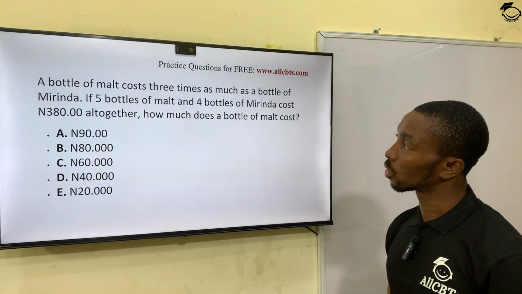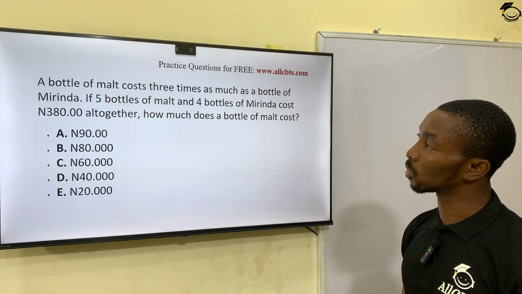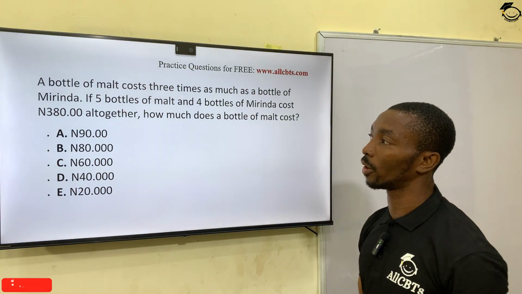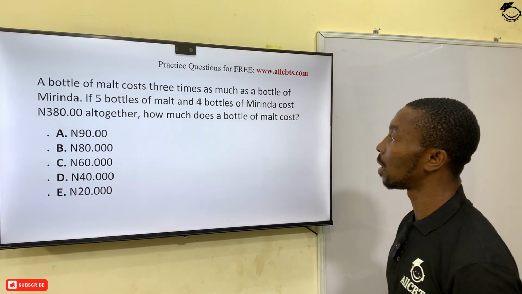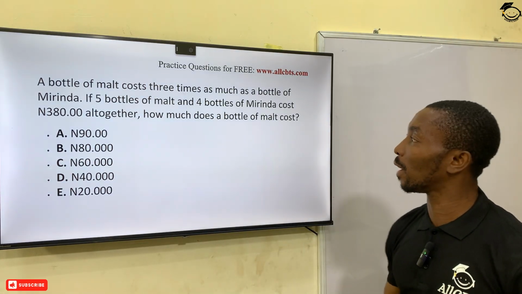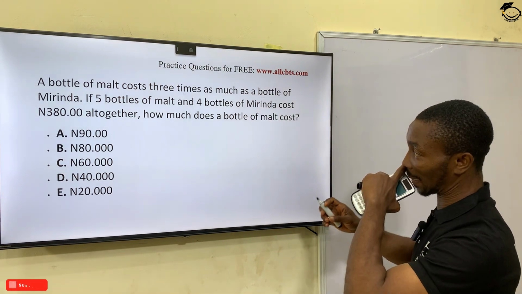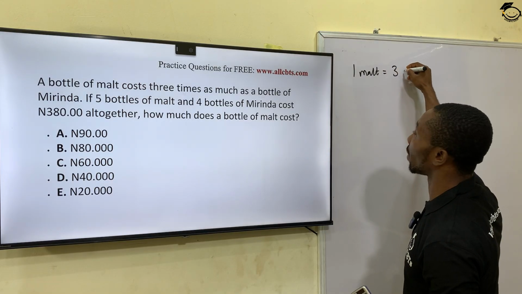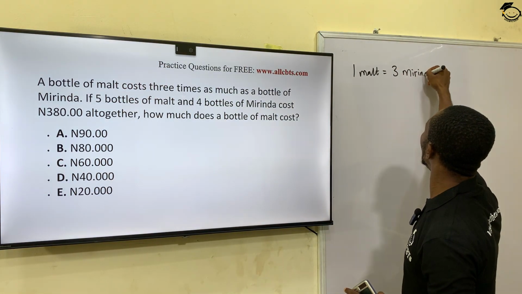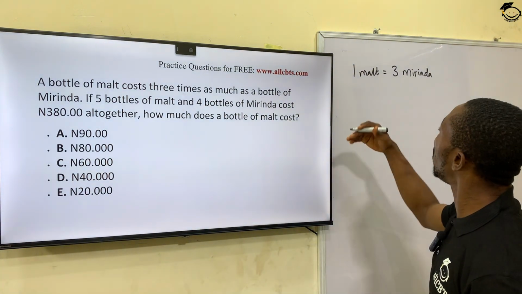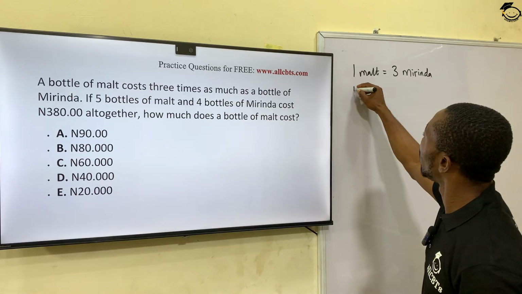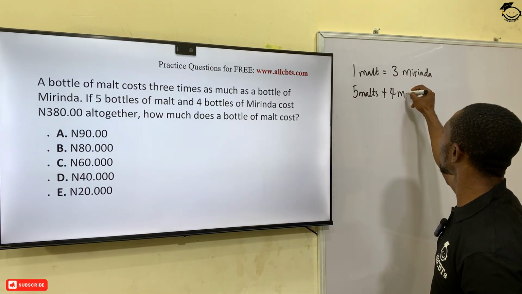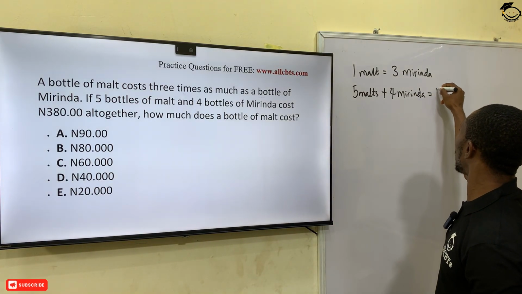A bottle of malt costs 3 times as much as a bottle of Mirinda. If 5 bottles of malt and 4 bottles of Mirinda cost 380 naira altogether, how much does a bottle of malt cost? Now, in order to solve this, we are going to have it as 1 malt equals 3 Mirinda. Now, if 1 malt equals 3 Mirindas, and we are told 5 malts plus 4 Mirindas equals 380.